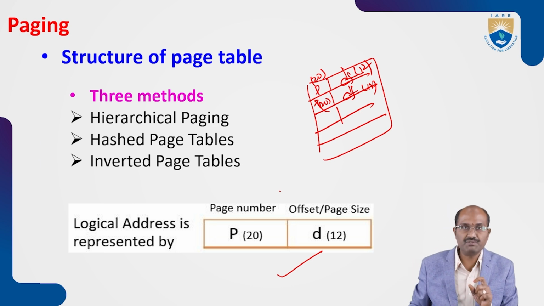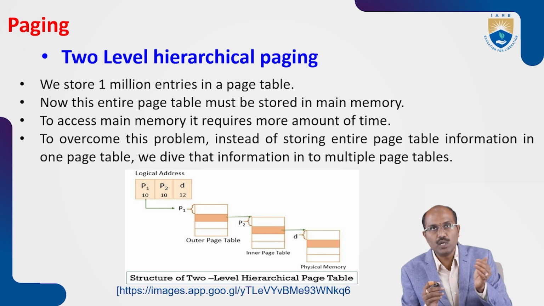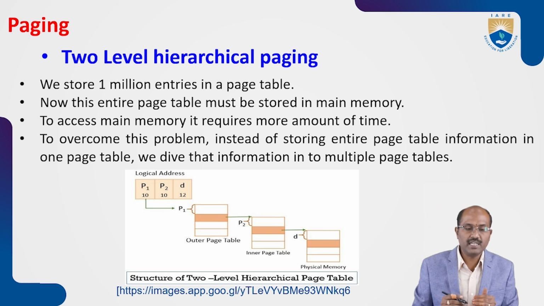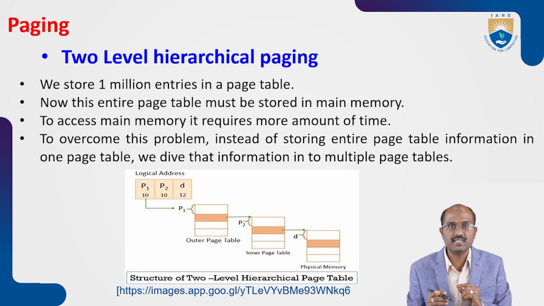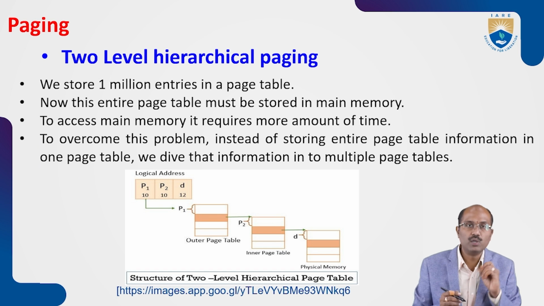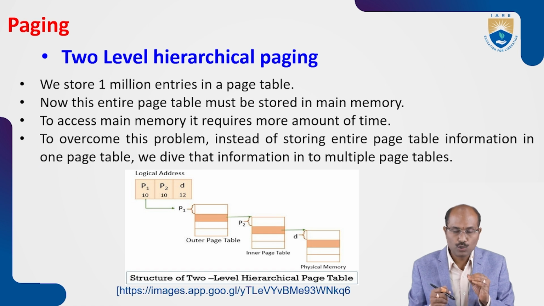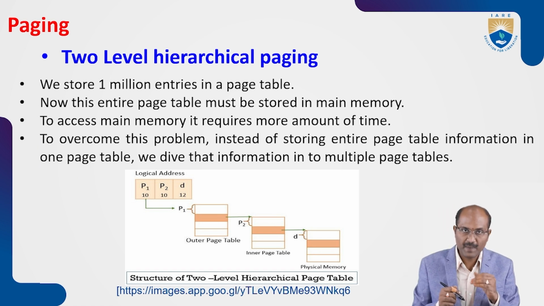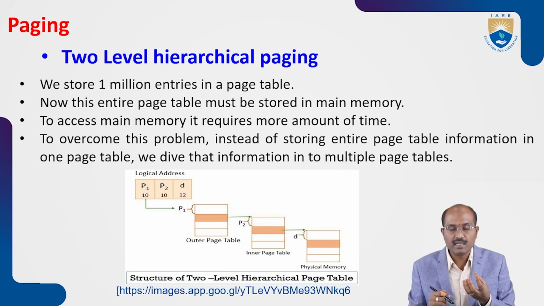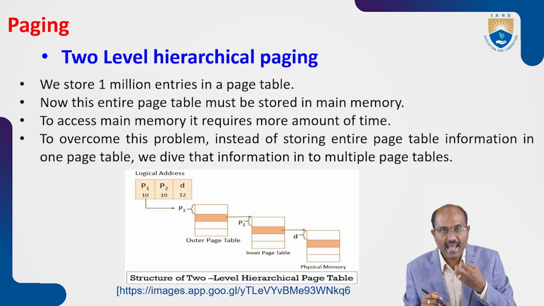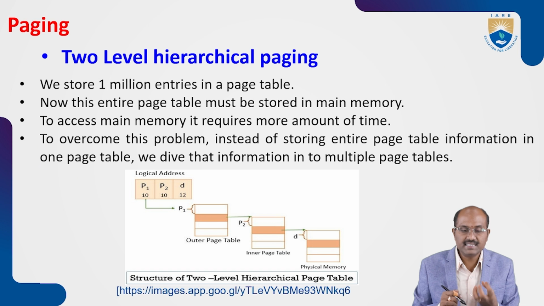Let me see the structure of the page of the hierarchical paging. First, the two-level paging: to store 1 million entries in each page in the two-level hierarchical paging. Now this entire page table must be stored in the main memory. Accessing the main memory requires a large amount of time.